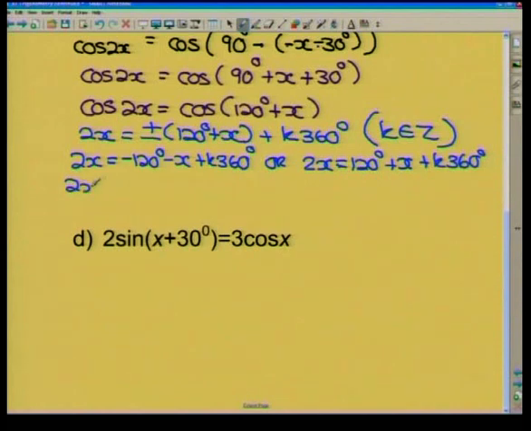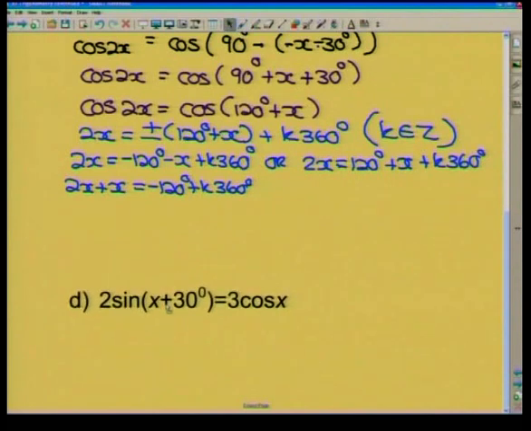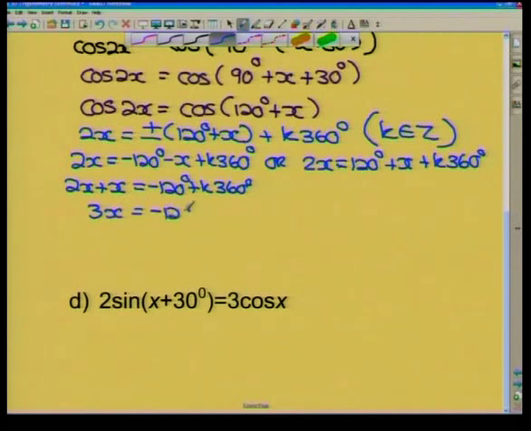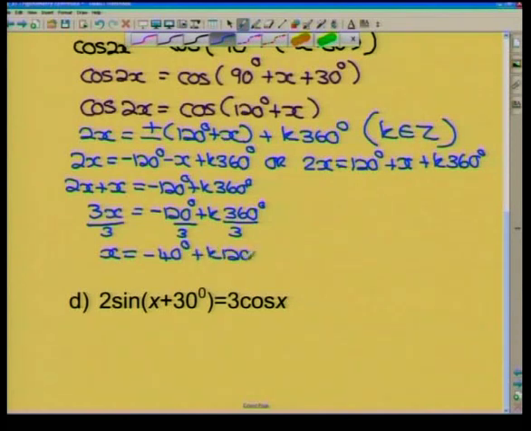Tidying up, we got 2x plus x equals minus 120 plus k 360. And again, I think we just need to move this out a little bit more. Seems like this question is taking a lot more room than I initially anticipated. So 3x is equal to minus 120 plus k 360. Now, of course, we don't want that 3 there. We're solving for x, so we divide this by 3, and, of course, that by 3. So x is equal to minus 40 degrees plus k 120.